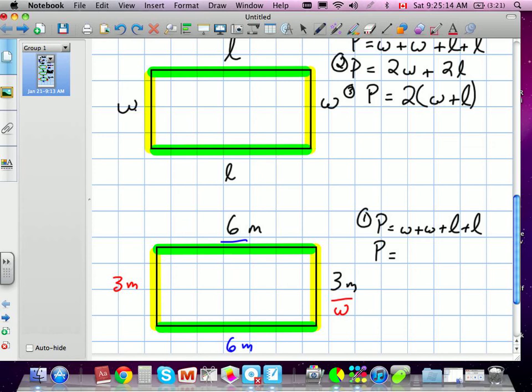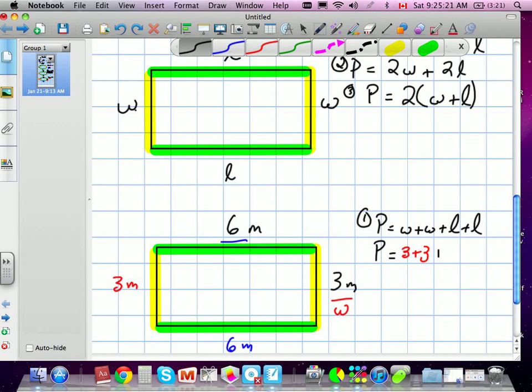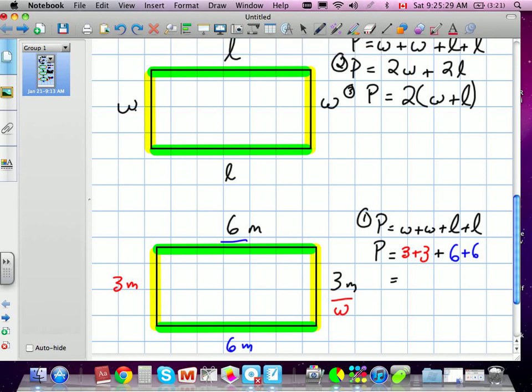Good. 6 plus 6. Okay. So let's quickly do this. What's 3 plus 3? And 6 plus 6? Okay, so we simplified it, 12. And then 6 plus 12 is 18. Good. Alright, so that was the first way.